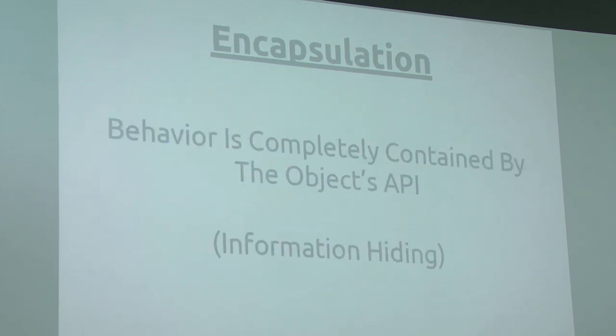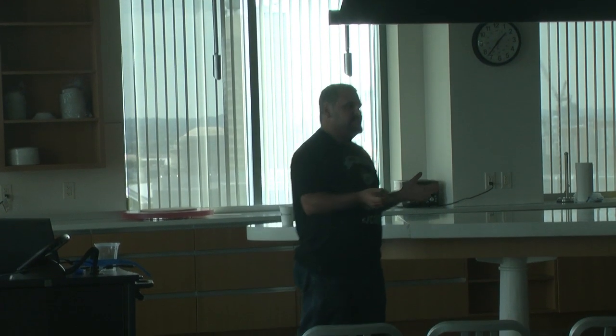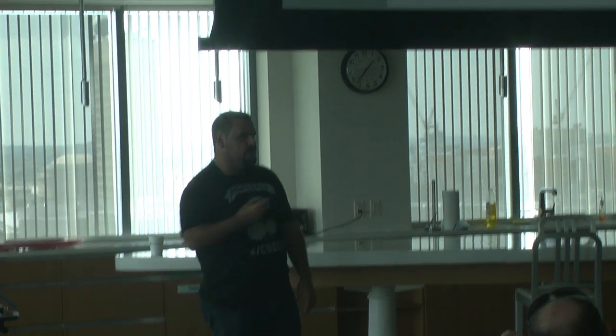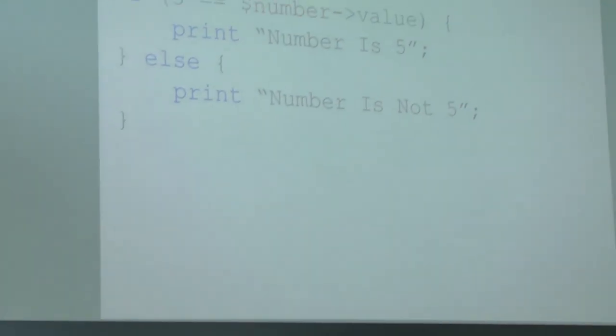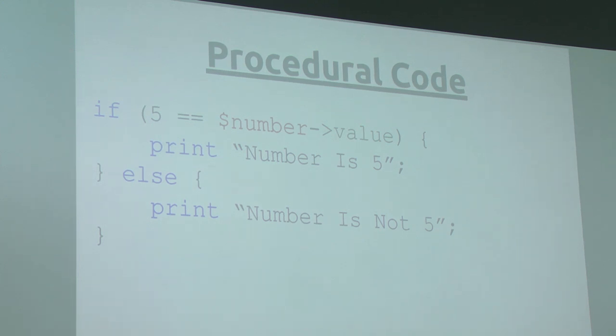So now let's talk about encapsulation. Encapsulation, I tried to define this in terms of behavior. It's where the behavior is completely contained within that object. So we could do something like this, where we pull the value directly from the number. And we say, if value is 5, then we're going to do this, otherwise we're going to do something else. Simple, straightforward. Seen this in a lot of frameworks, I see this in a lot of code. Nothing inherently wrong, but not object-oriented.